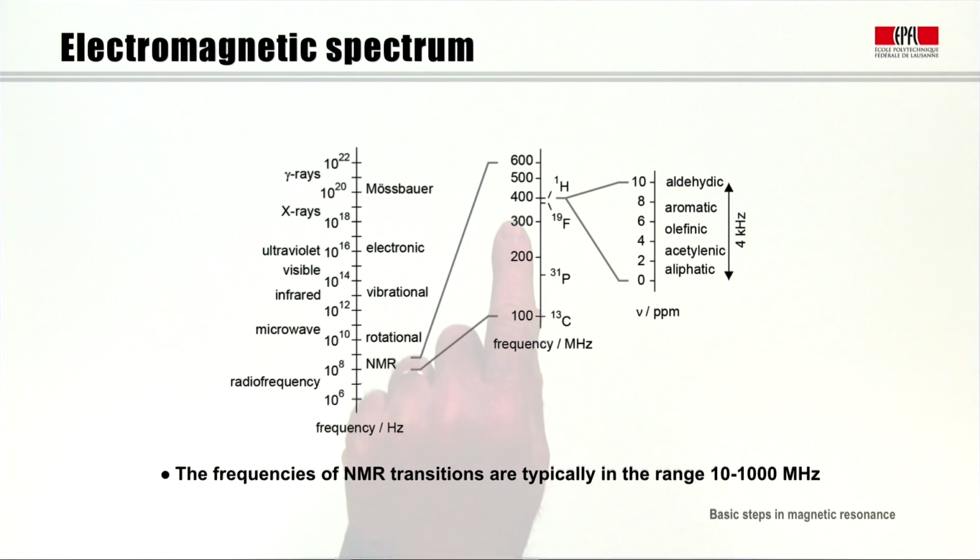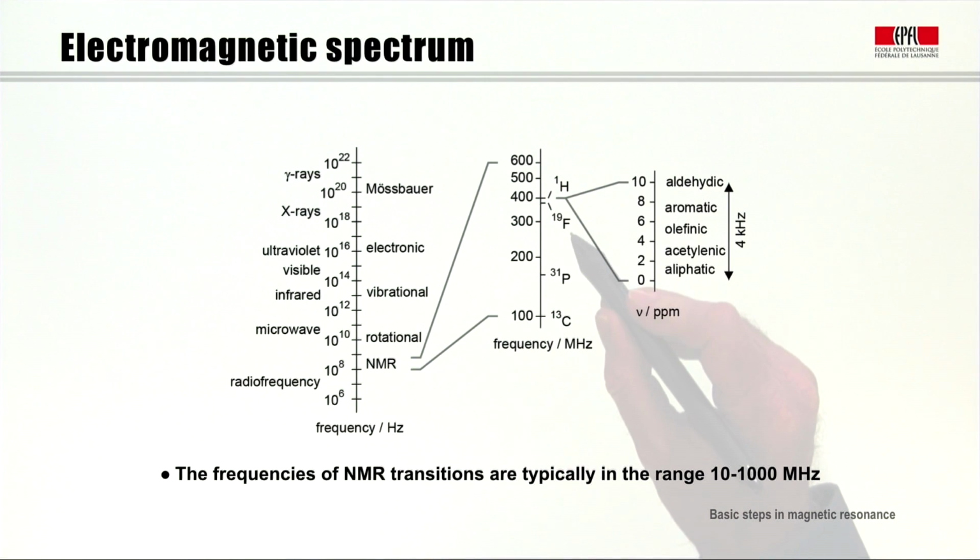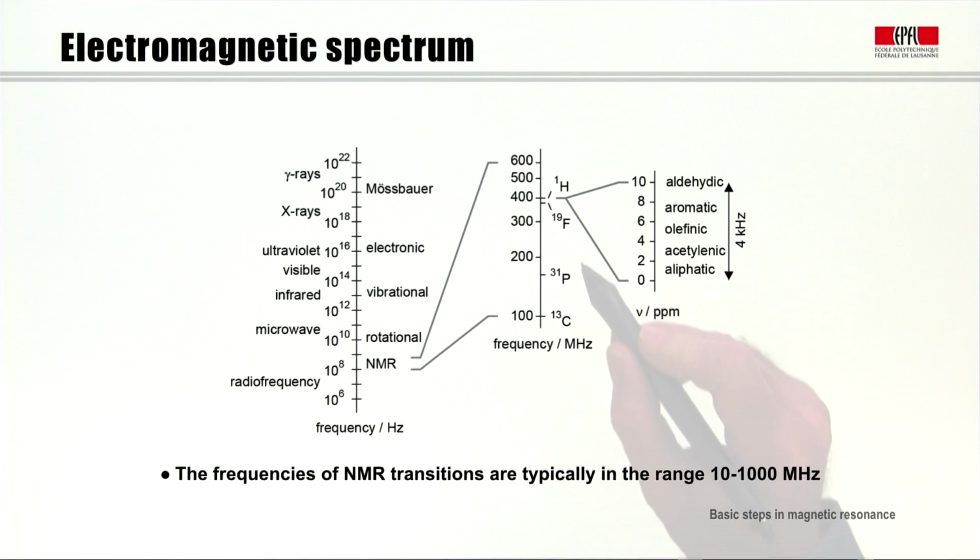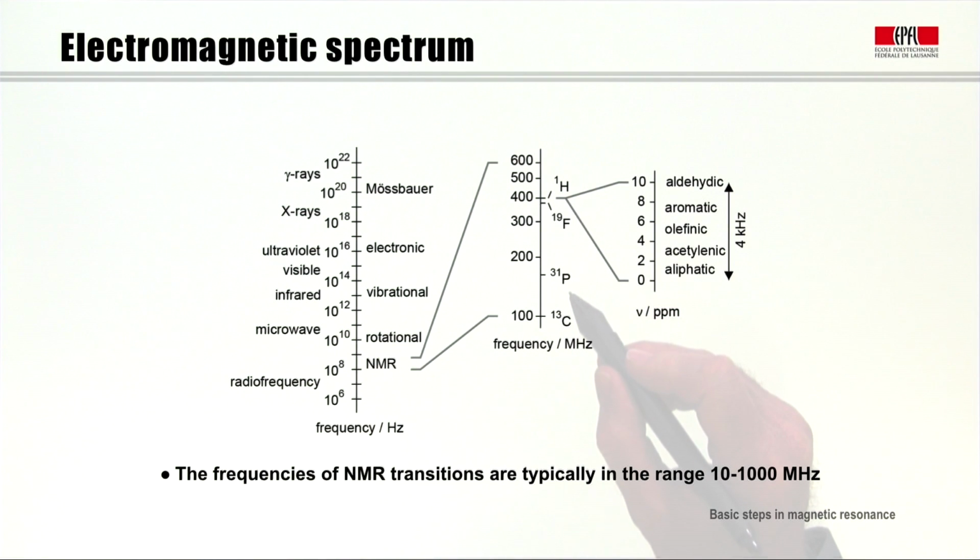Here, on a scale where 400 megahertz would correspond to protons, you see the fluorine-19 is in the vicinity, phosphorus-31 is somewhat below, and then the ubiquitous carbon-13 appears at about 100 megahertz.